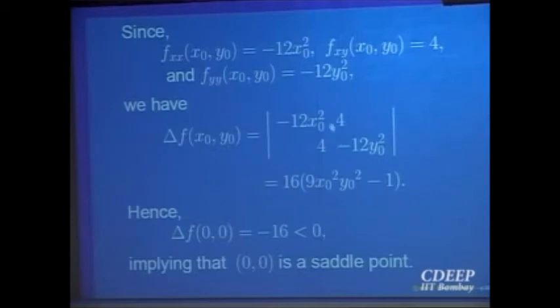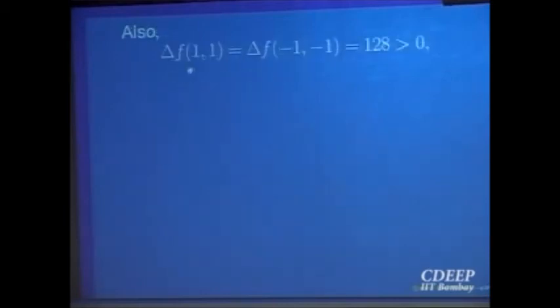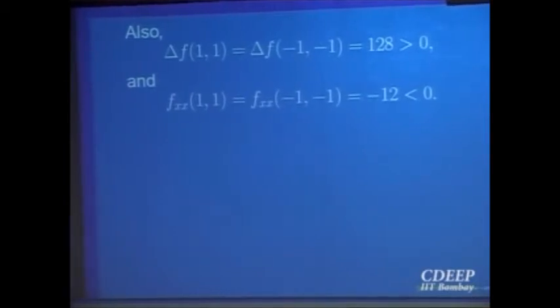Let us look at the point (1,1). At (1,1) and (-1,-1), it becomes 128, which is bigger than 0. So the discriminant is bigger than 0, and there is a possibility of a local maximum or local minimum depending on the sign of f_xx or f_yy, whichever you want to analyze. Let us analyze f_xx at (1,1) and (-1,-1); it is minus 12, which is less than 0. So both these points are points of local maximum.